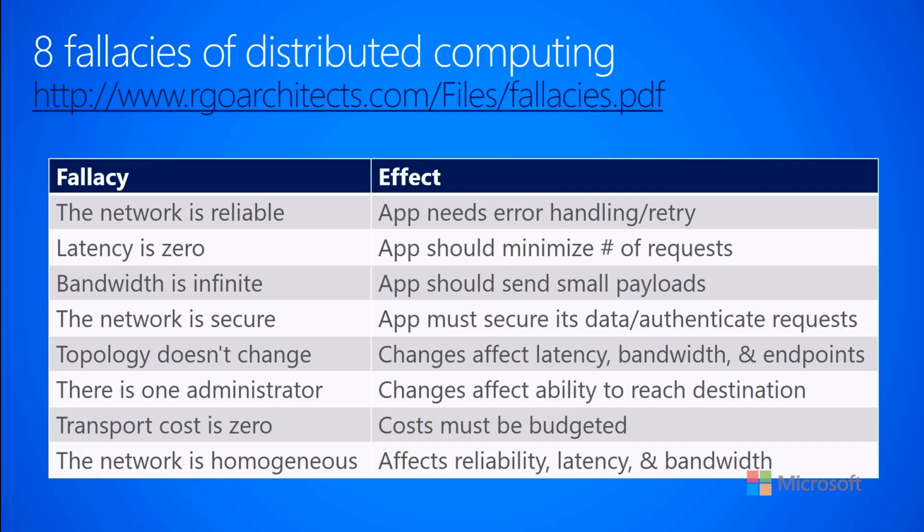What this really means is that latency is not going to be 0. There is going to be some performance impact or time required for your client to go and talk to a server. So this means you should try to minimize the number of requests that you are making from your application. You don't want to make a very chatty application that talks a lot. You want to reduce those number of requests as much as possible. The next fallacy is that the bandwidth is infinite.